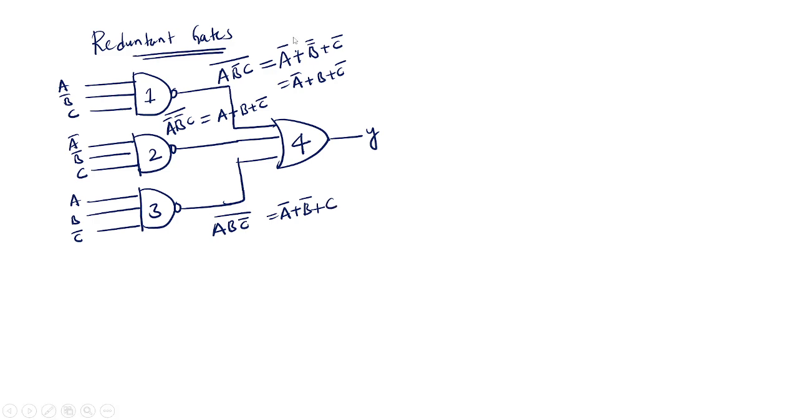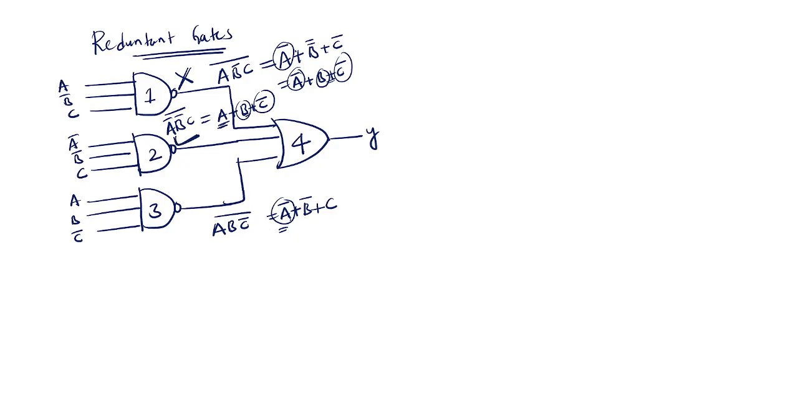Okay. So now if you see, that means here if you see A bar, A bar is repeated in this gate. Okay. B, if you see, B is repeated in this gate. And C bar, if you see, C bar is repeated in this gate. Okay. So that means I can say that this is redundant gate. If you observe here, A is not repeated in any of the gates. So this gate should be present in my design.